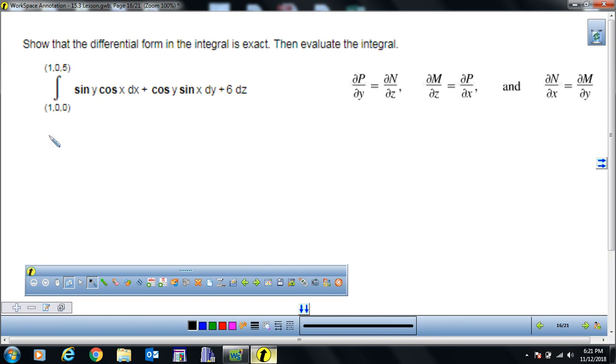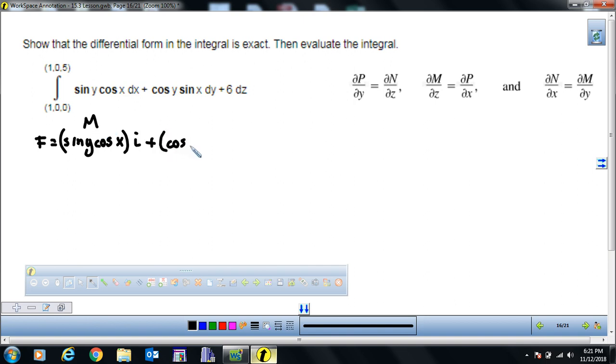First, we need a field. We're going to get the field right here. Sine of y, cosine of x, i, this is the m component, plus cosine of y, sine of x, j, this is the n component or the j component, and then plus 6 k. This is the k component. That's your p.